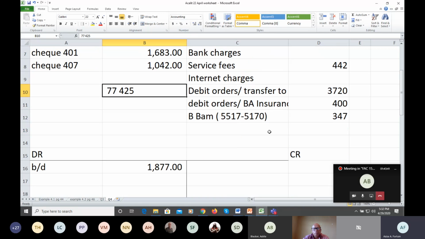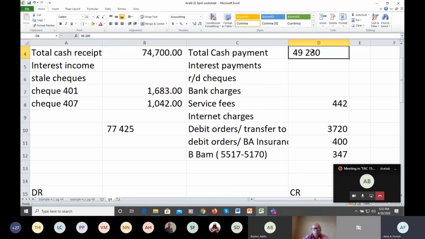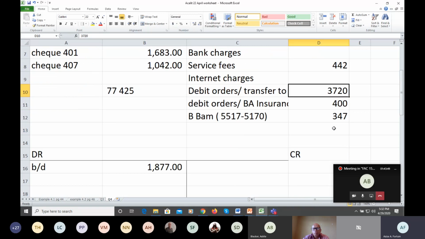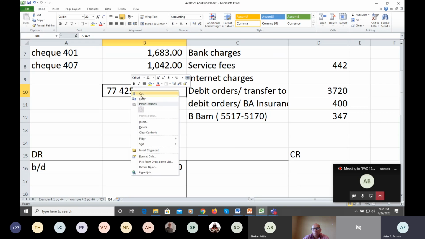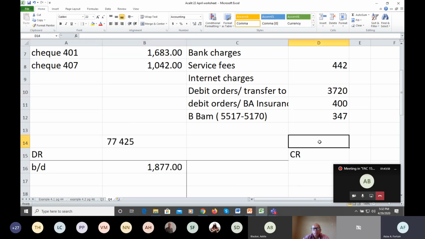If I tally this up, my cash payments, my service fees, my debit order, my insurance. Why am I doing it so far down? Okay. I am going to get an amount of 54,169. Okay. But like I told you last week, to close off, we're going to close that off now in my bank account.